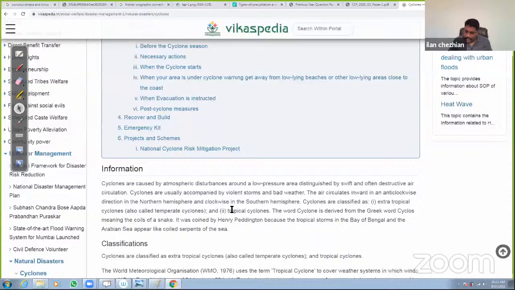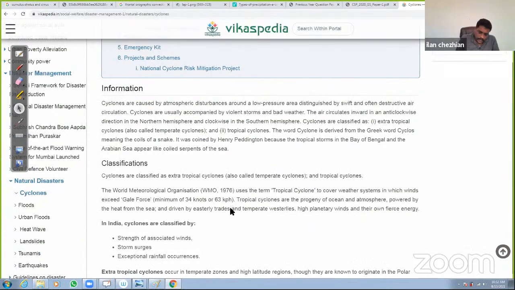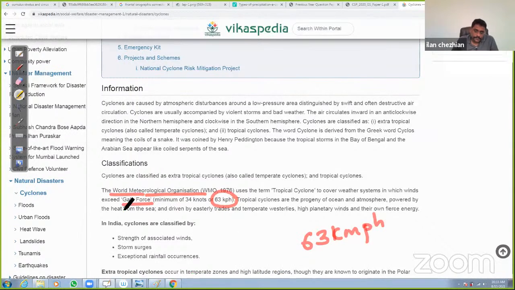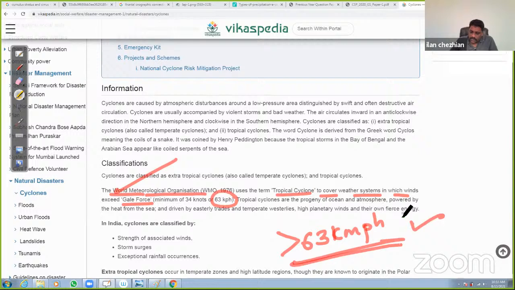When I talk about this gale wind or gale storm, you call them gale force. Gale force, according to the World Meteorological Organization, is any wind which has a speed up to 63 kilometers per hour. So what does WMO define? WMO defines tropical cyclones as weather systems in which wind exceeds gale force. It means any wind with a velocity of more than 63 kilometers per hour, you call cyclones. Correct? This is the official definition.